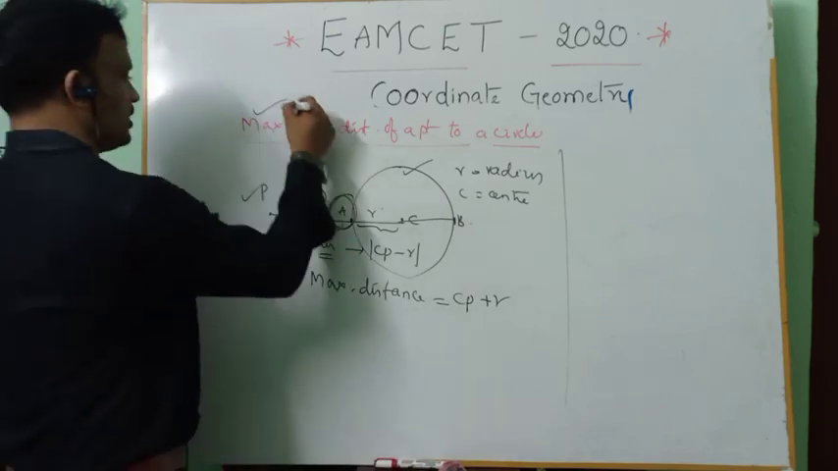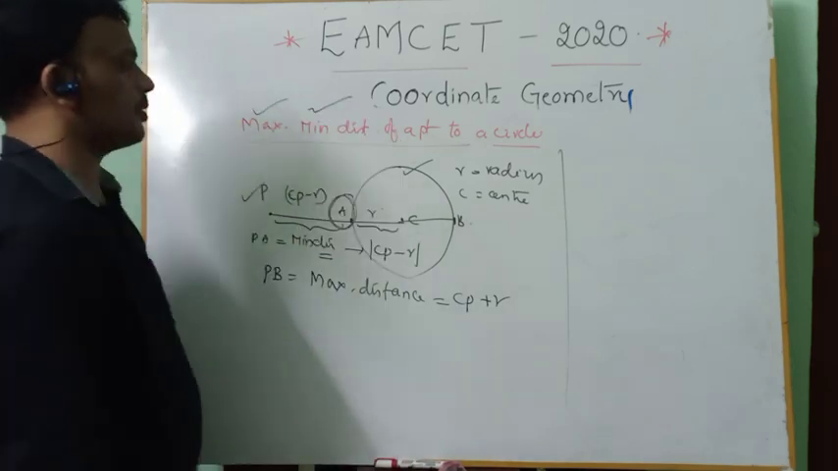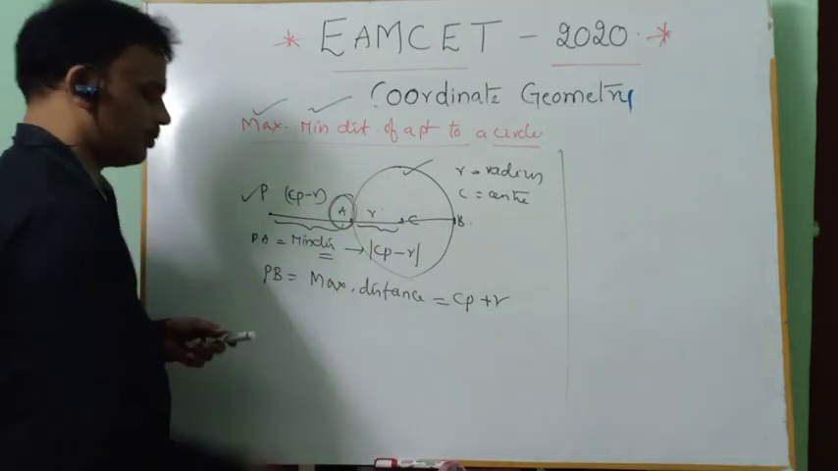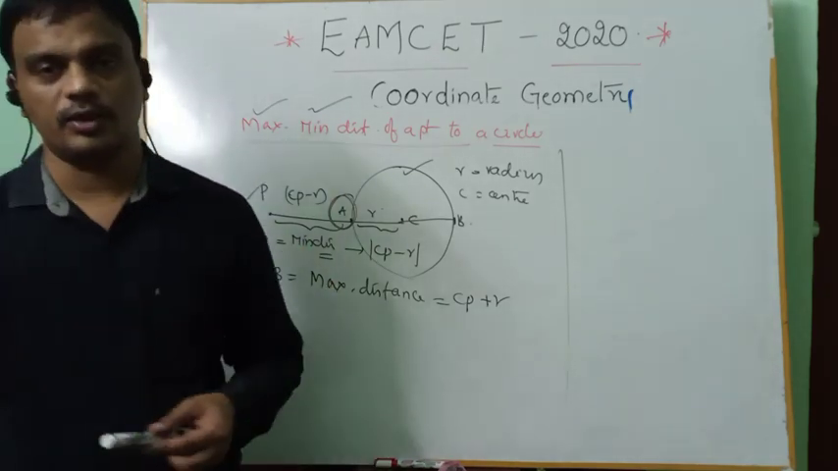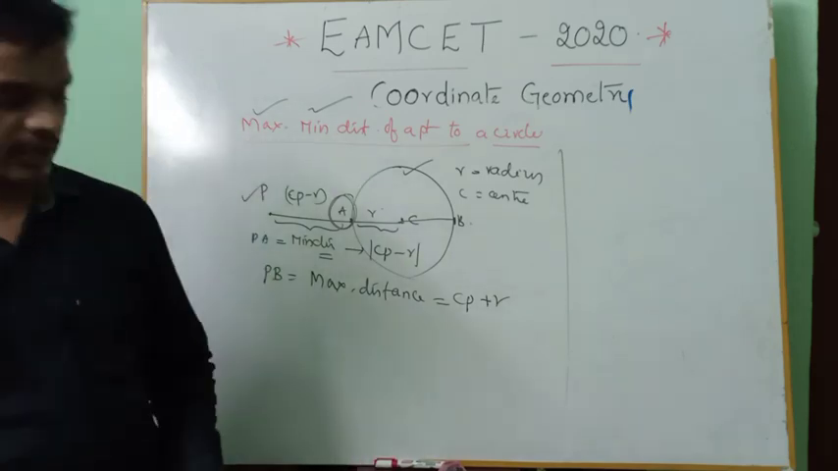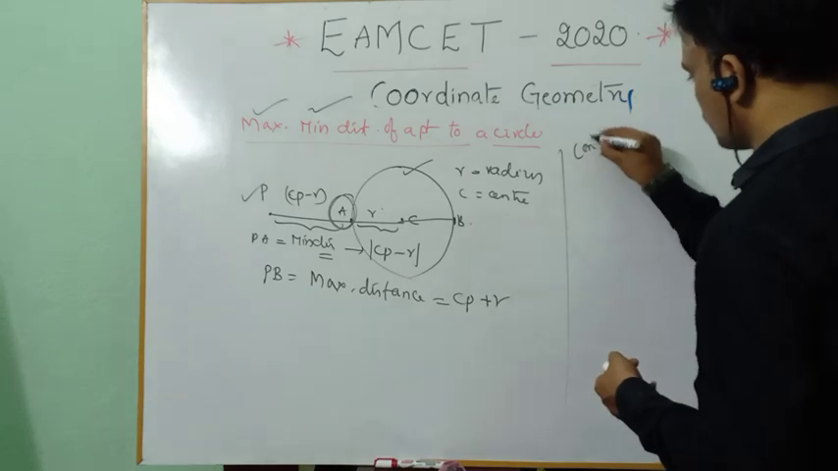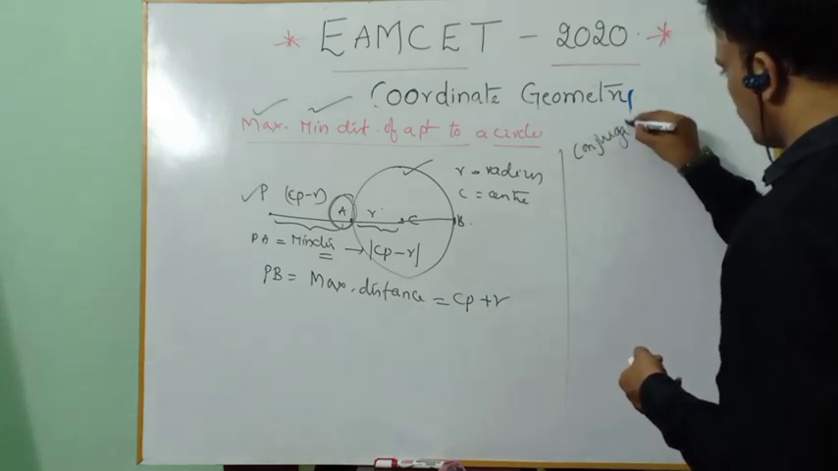So please practice this concept also, maximum and minimum distance of a point with respect to a circle. And along with this one, please focus on that concept, pole, polar, conjugate points or conjugate lines. So we have standard formulas for that, particularly conjugate lines. I explained that in the last video.